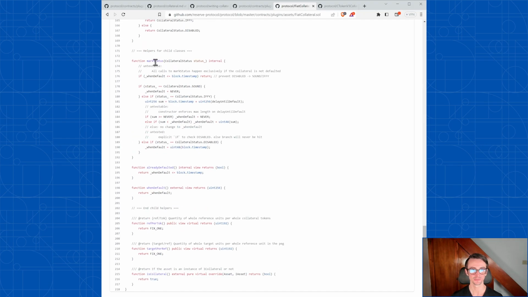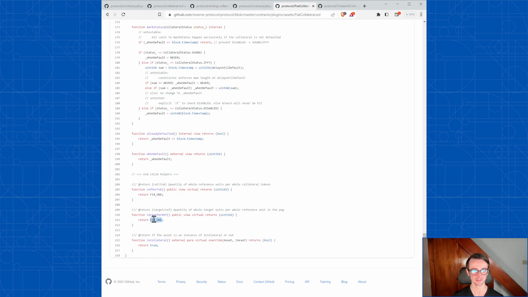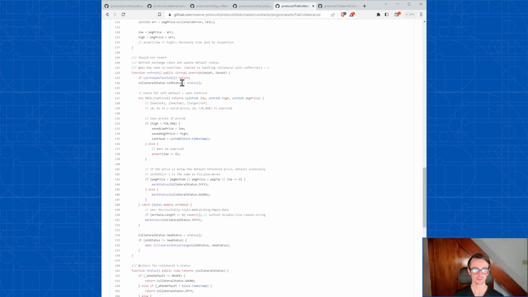You can see there's some helpers here. Mark status. You should use this, passing in the status to mark it as, and it has its own logic related to updating some internal state and so on to make sure you never do silly things like move it from the disabled state back to sound or iffy. Once disabled, it should remain disabled. That is enforced via this function. You just need to use it via mark status, passing in the status. And you can see here the default values, like I said, 1 for target to ref, 1 for ref_per_toc, since it's non-appreciating, and that's what appreciating fiat collateral comes in and changes, right, and adds the revenue hiding to. And the base refresh function, which is going to be good enough for most cases, but not all.